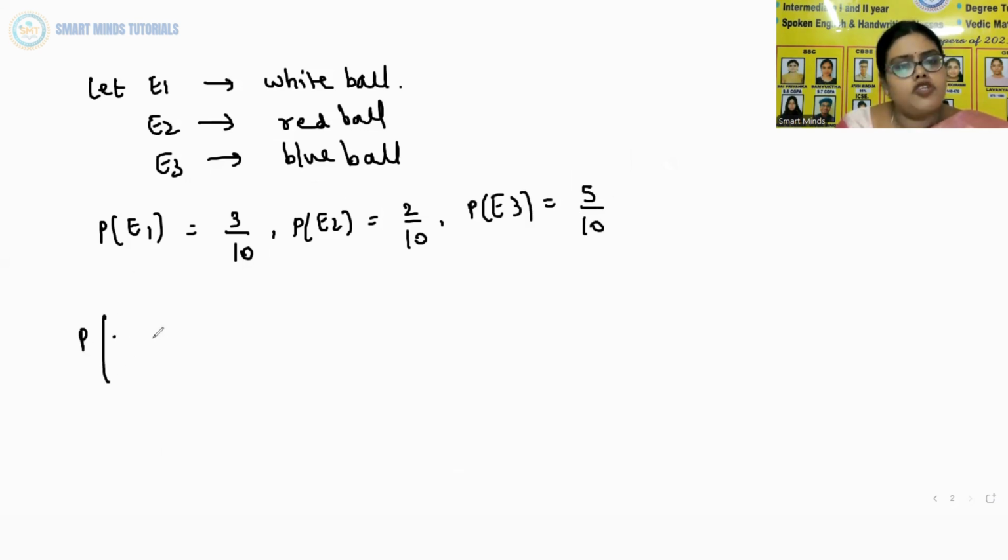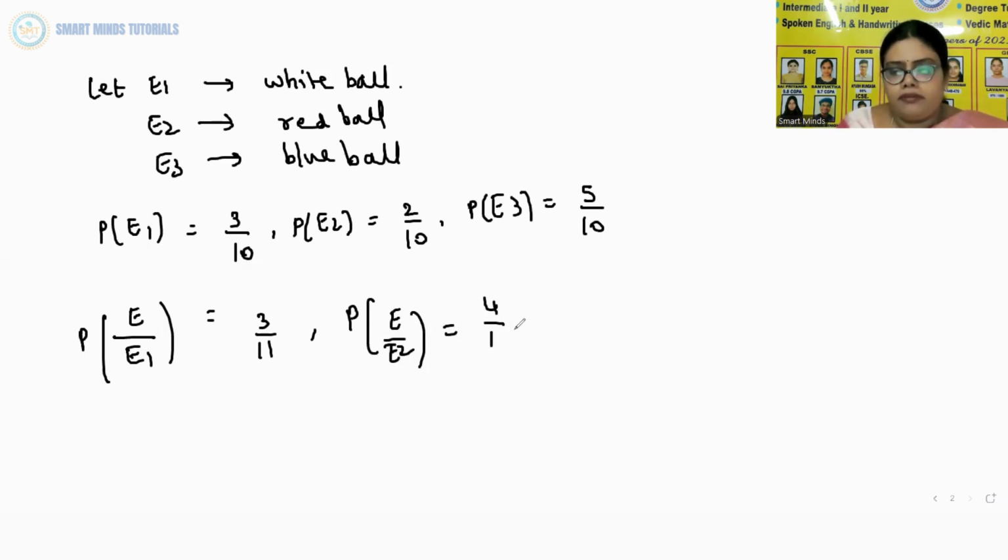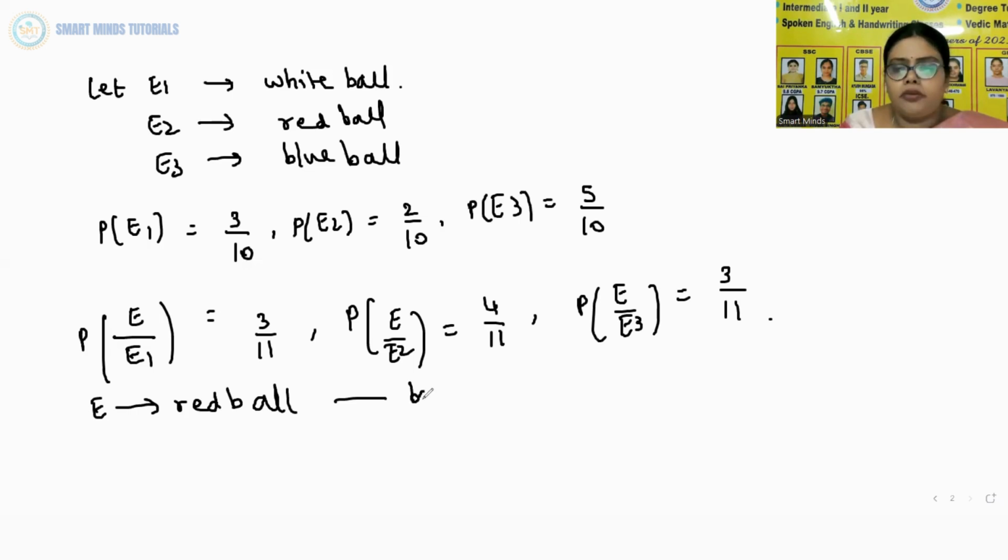Now, given that E1 is already chosen, we have to check an event for E. So that is 3 by 11. And P of E given E2 is 4 by 11. P of E given E3 is 3 by 11. Now let us say E be the event that a red ball is chosen from bag Q.